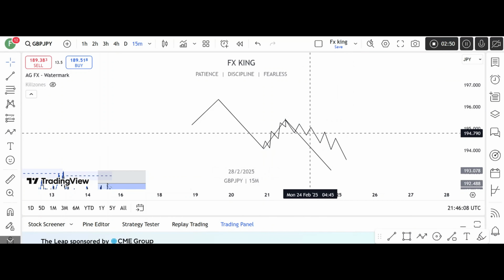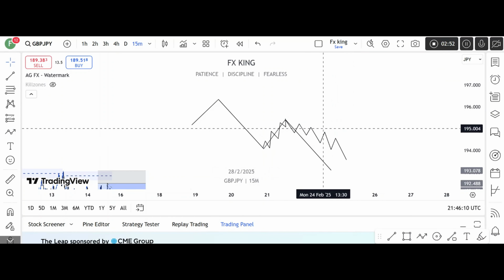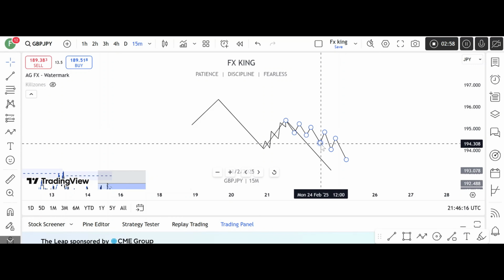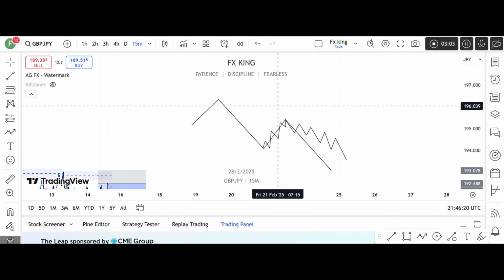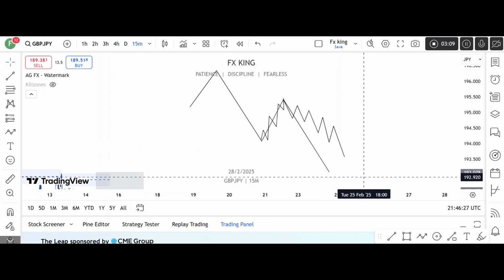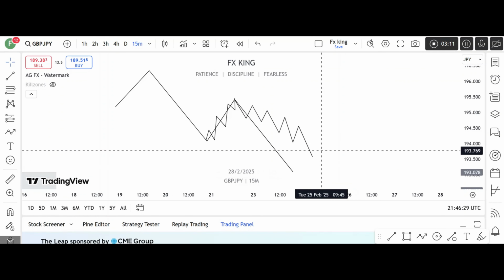For example, this internal structure break. There are some people that will just look for a zone here on the internal structure break, and they sell off this zone and they just target the next break of structure. But there are some that trade swing structure, they will want to catch this whole move. So it doesn't matter what you trade, it doesn't depend on your targets or anything.